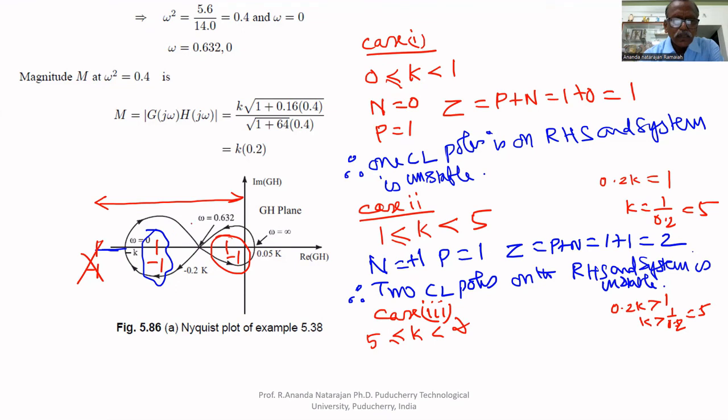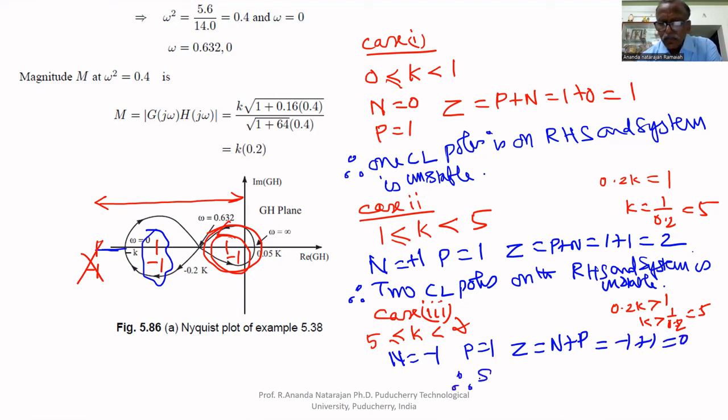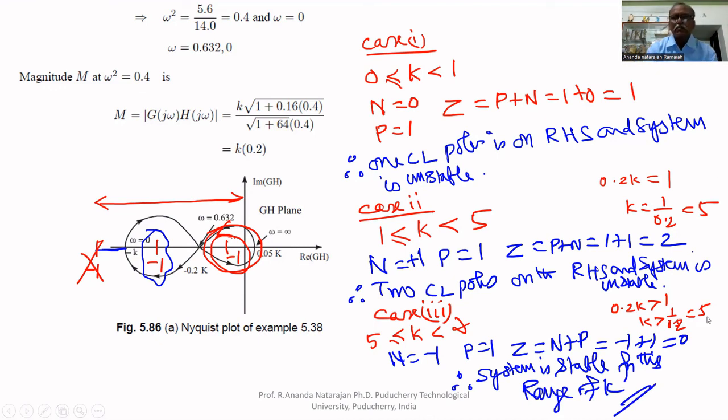In that case, the encirclement is in the anti-clockwise direction. Therefore, N equal to −1, but P equal to 1. Therefore, Z equal to N plus P, that is equal to −1 plus 1 equal to 0. Therefore, the system is stable for this range of K. That's all. That's all about this.